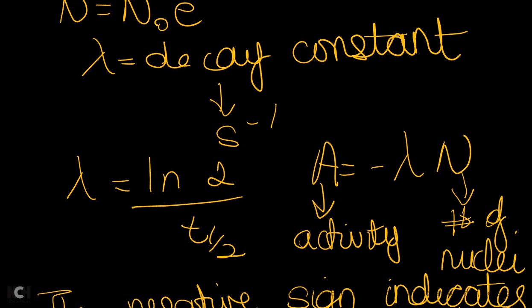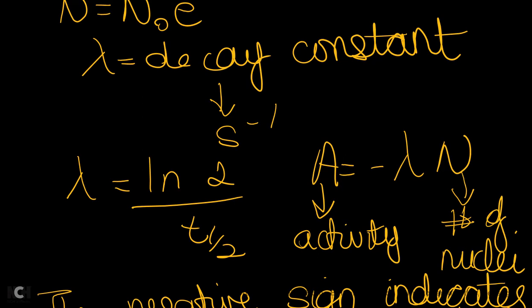Now, activity is equal to minus lambda N. So that's one of the equations you need to learn. We don't have to use a negative sign, because the negative sign just indicates that as radioactive decay occurs, N, which is the number of nuclei, would decrease. So it's indicating that N decreases. So you'll use the modulus of the equation, okay?